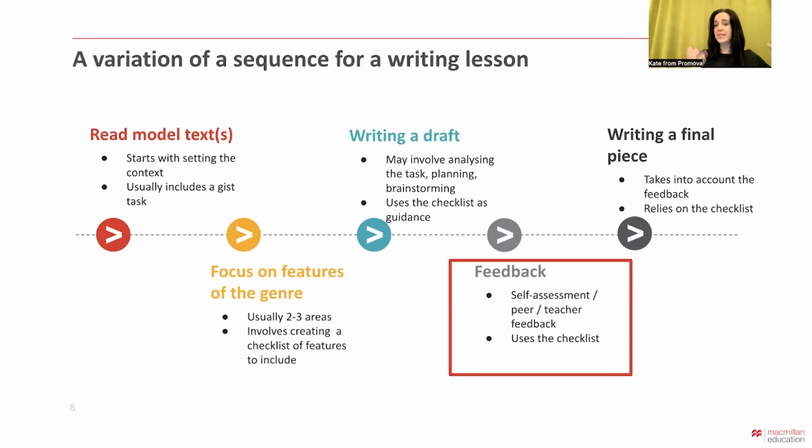So the beginning of the lesson would be the same. We would set the context and we would show students an example, a model text, and we would look at this text and analyze it in terms of the content, the ideas that are included there and how they are sequenced probably. And we would also look at some of the language there. And having done this, we would give our students the task and some time to produce a draft.